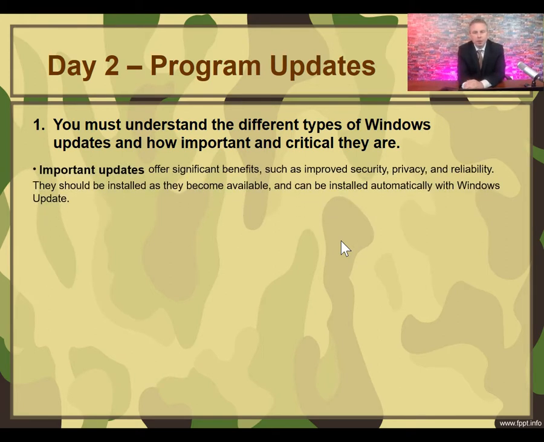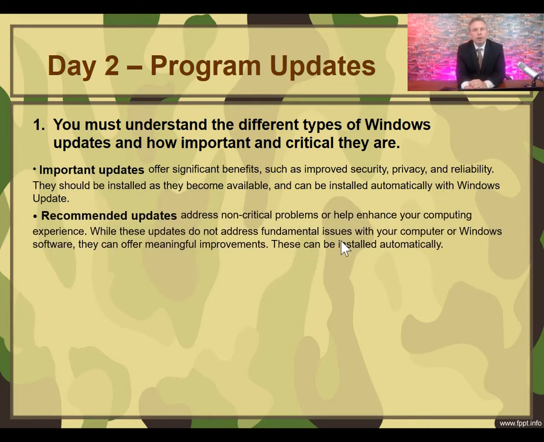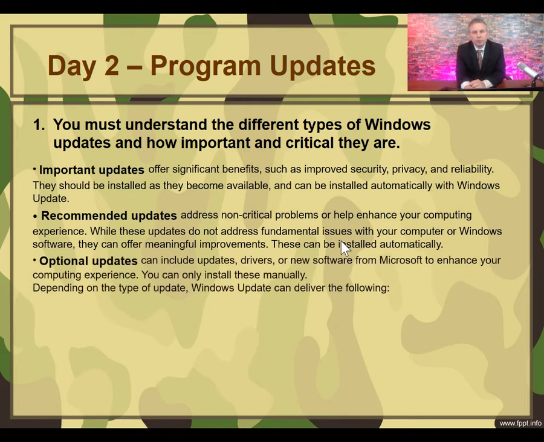The first one is important updates. Those are significant benefits such as improved security, privacy, reliability. They should be installed as they become available, and most of the time they will be installed automatically as part of Windows Update. Recommended updates are non-critical. You can install those if you want. They usually address functionality issues, not security. You can also let those be installed automatically.